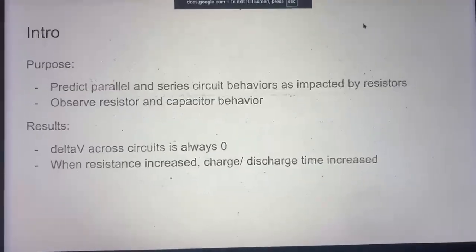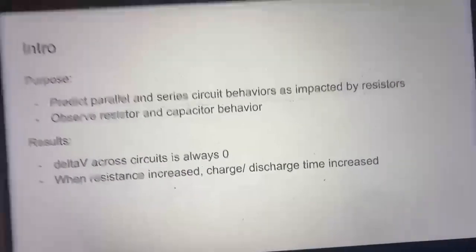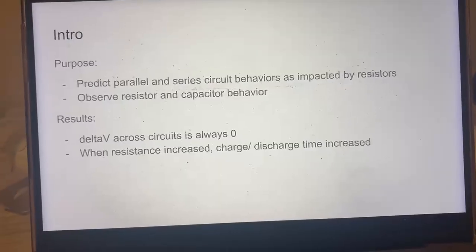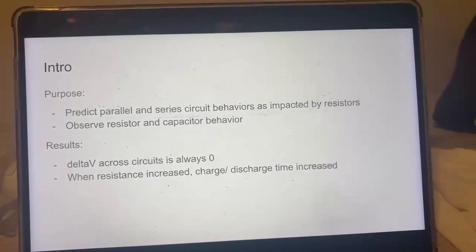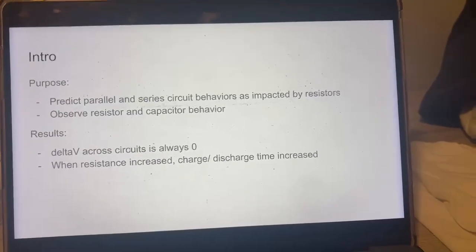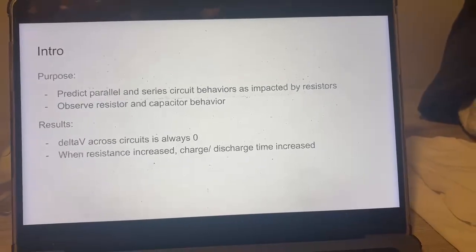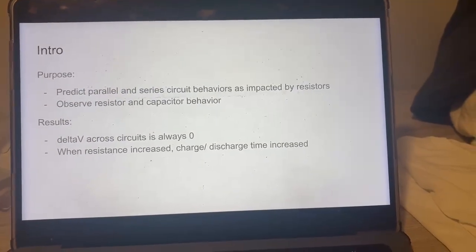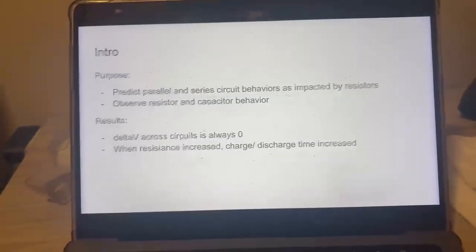There we go. So the purpose of this lab was to predict parallel and series circuit behaviors as they're impacted by resistors and capacitors, and to observe resistor and capacitor behavior. And so we found that the delta V, the change in voltage across circuits, is always 0, and when resistance increased, charge and discharge time increased.